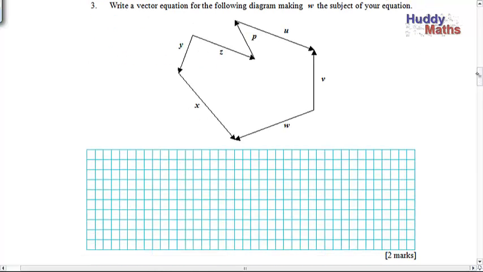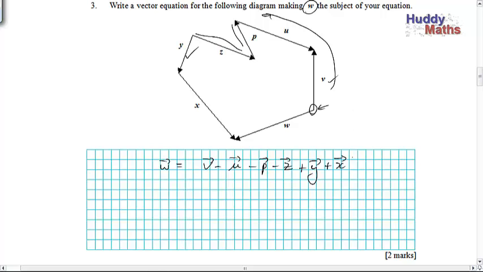Write a vector equation for the following diagram, making w the subject of your equation. So let's start with w as the displacement of that point. What's an equivalent displacement? Well, we could go v and then take u going around here, and then take p down here, take z along there, plus y because we're going in the direction of y, and then plus x. That'll be the same displacement of that point right around the outside.